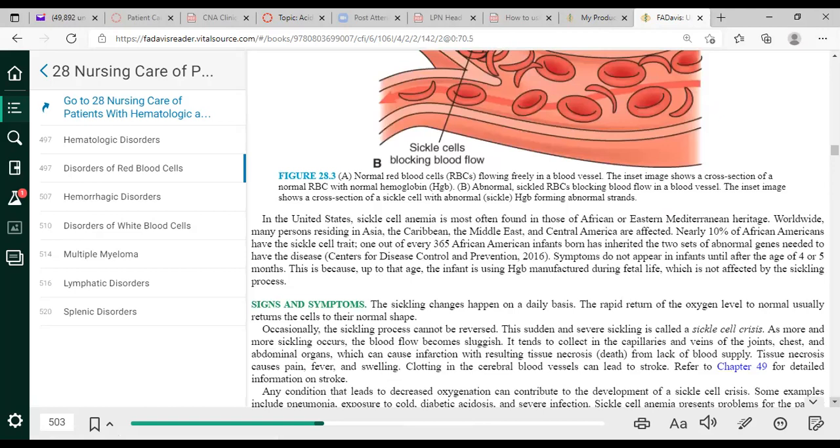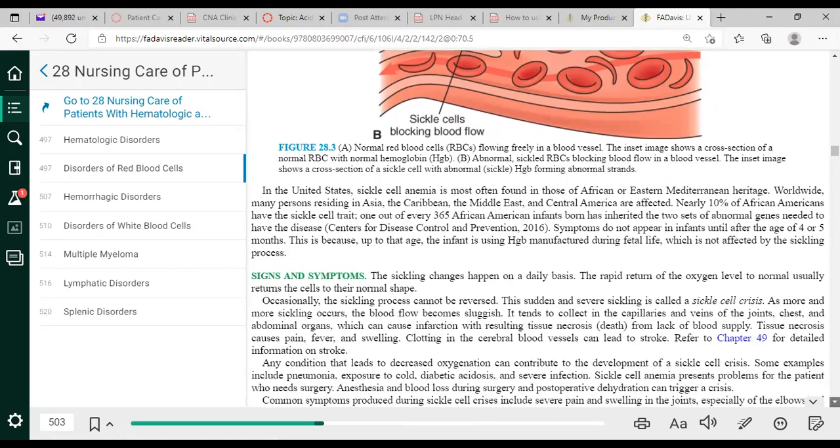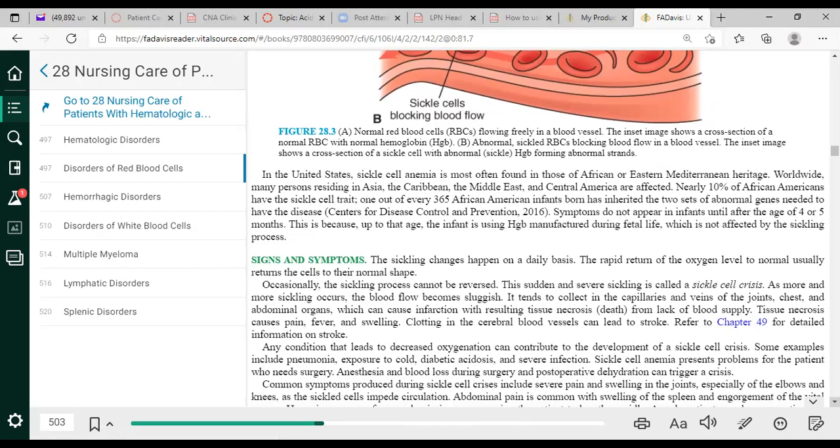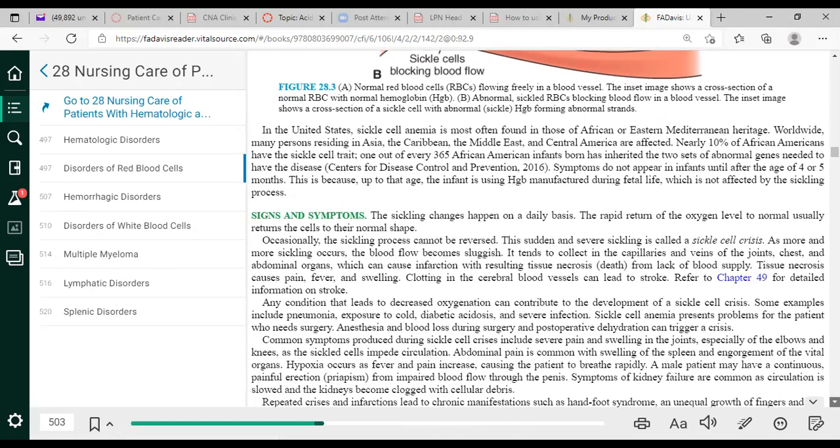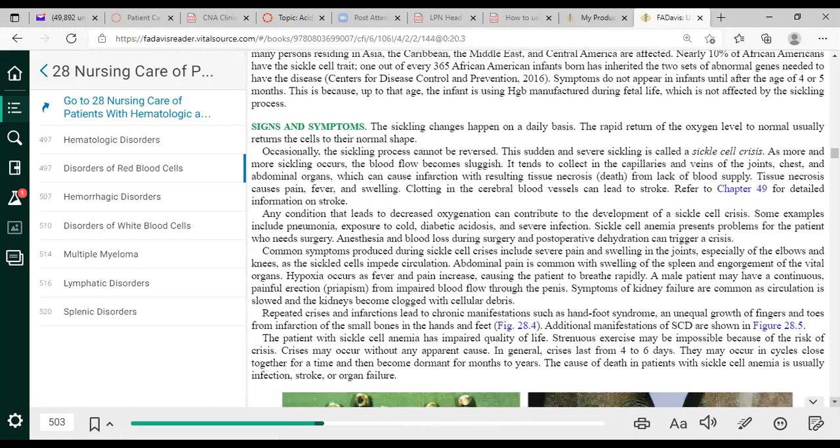And it talks about with sickle cells, a normal red blood cell lives 120 days. Sickle cells live for about 10 to 20 days. Sickle cell is common in the African American community, as well as people of Eastern Mediterranean heritage.